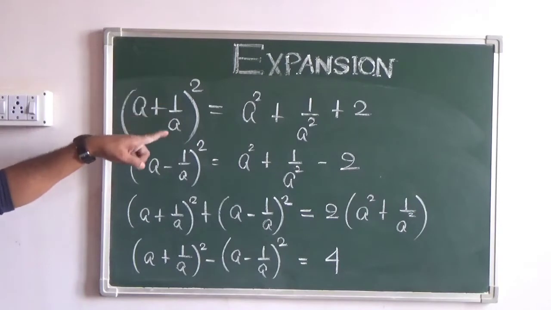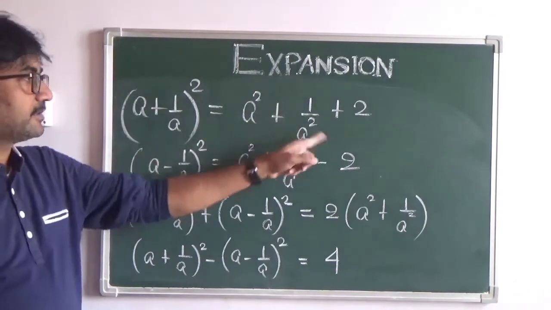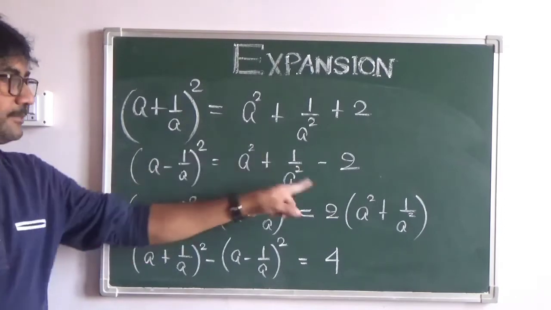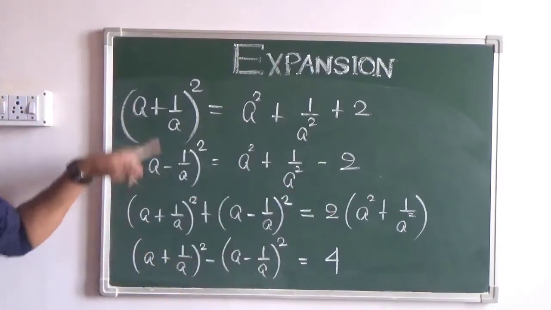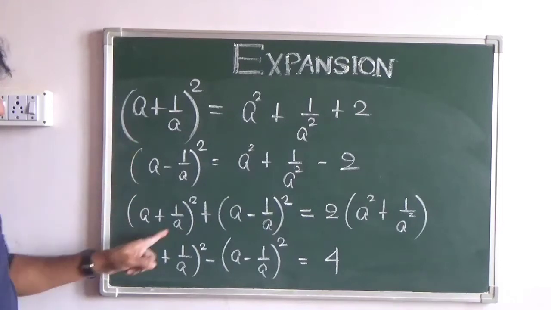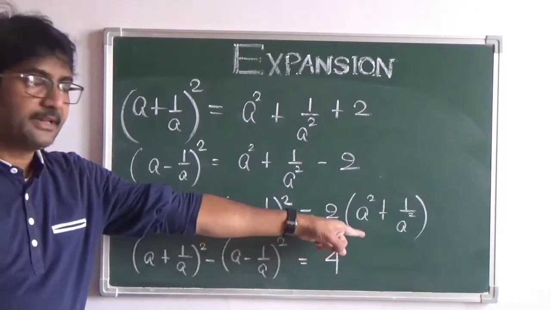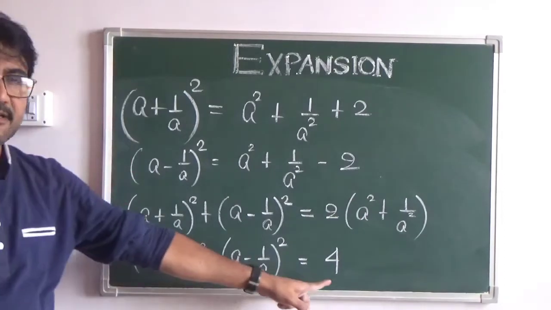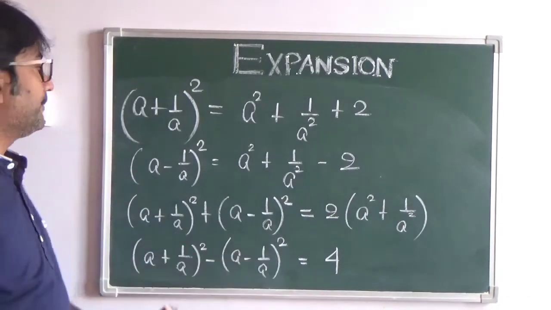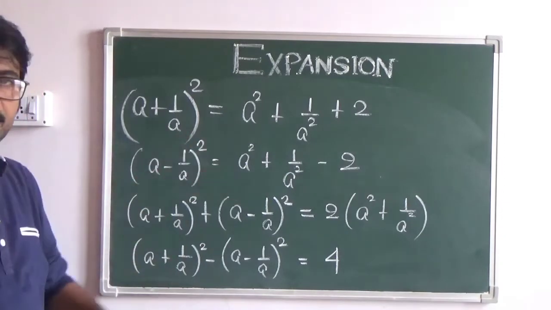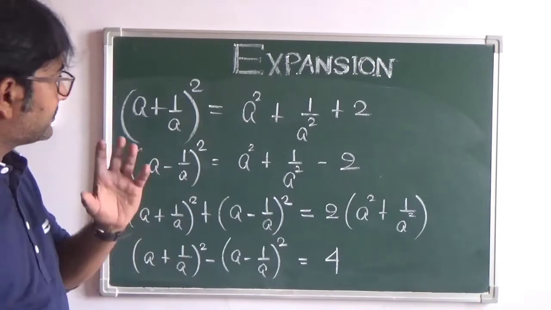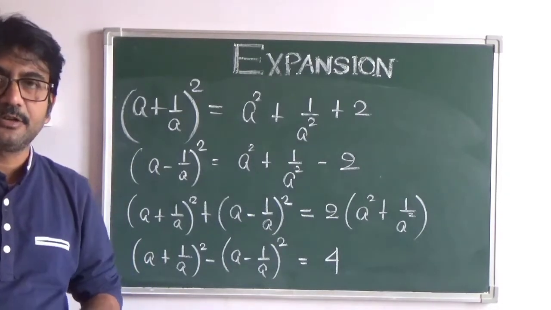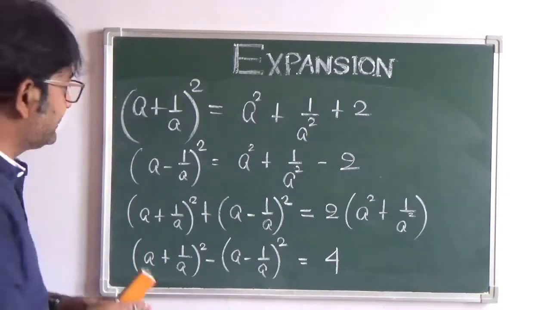So these are the results. (a plus 1 by a) whole square equals a square plus 1 by a square plus 2. (a minus 1 by a) whole square equals a square plus 1 by a square minus 2. Taking the sum of these two, we get twice of (a square plus 1 by a square). Taking the difference of these two, we get the result as 4. Right. Now please note down, and after this we'll find out how we arrived at the result of (a plus b) whole square. So let us see.